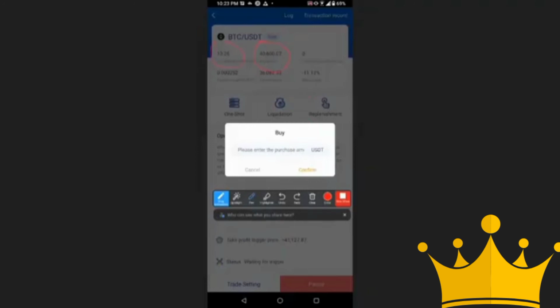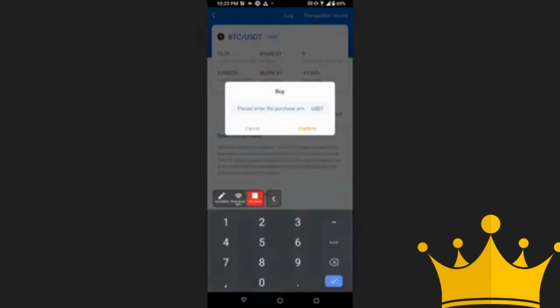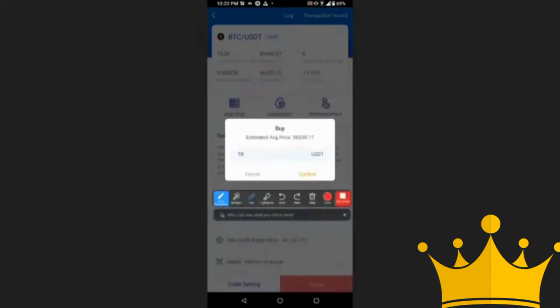I'm going to top up $10 now. If I top up $10, it says my average entry price will become 38,000. This is what the Fibonacci calls would do, but because I didn't keep any money, I can manually do it. So I click confirm.